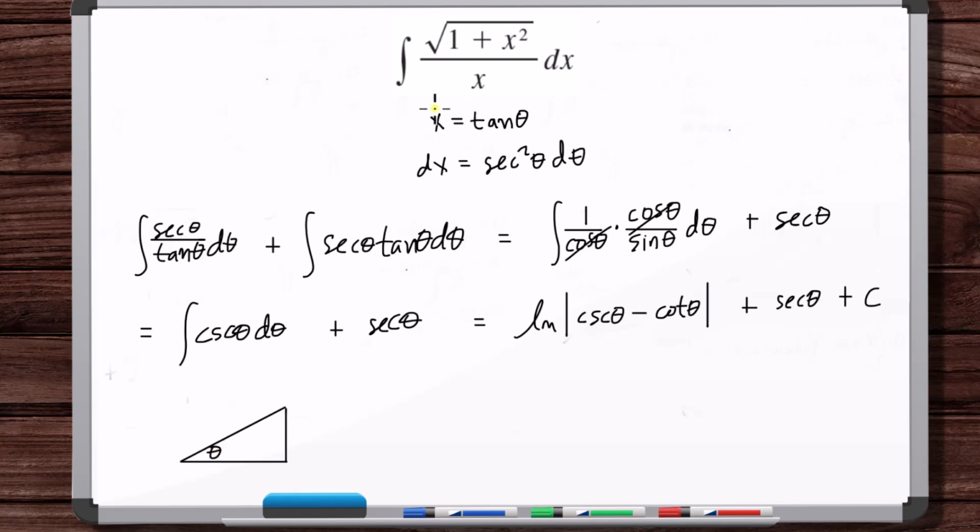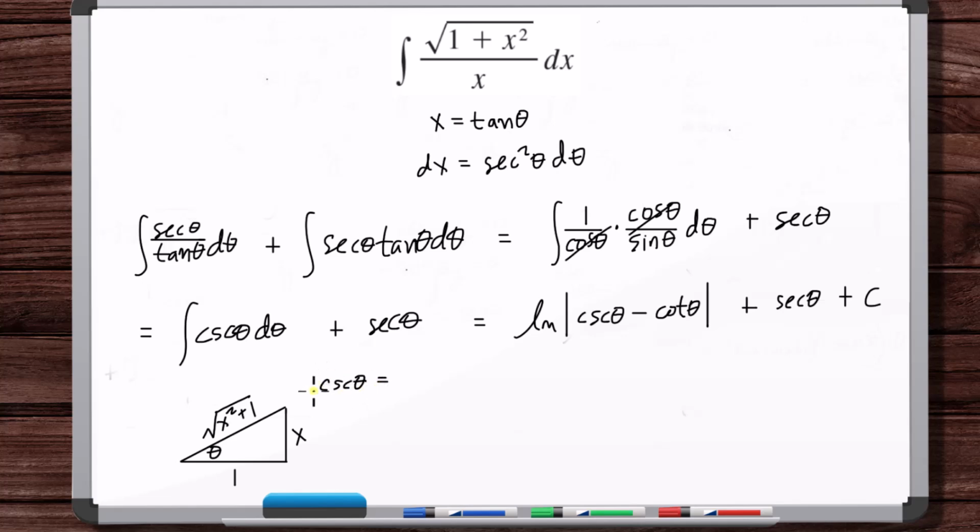So x over 1 is equal to tangent theta. So tangent theta is opposite over adjacent. All right, now the hypotenuse squared is equal to 1 squared plus x squared. There's the triangle.